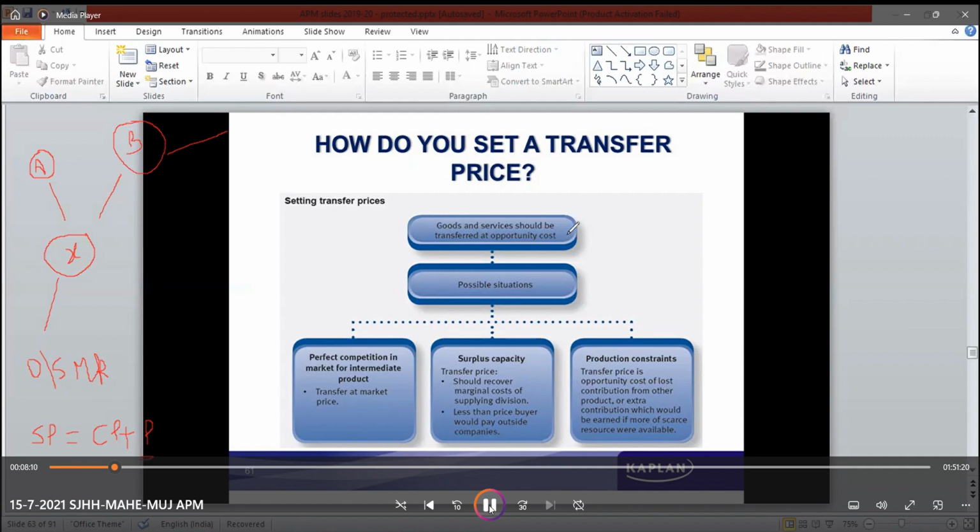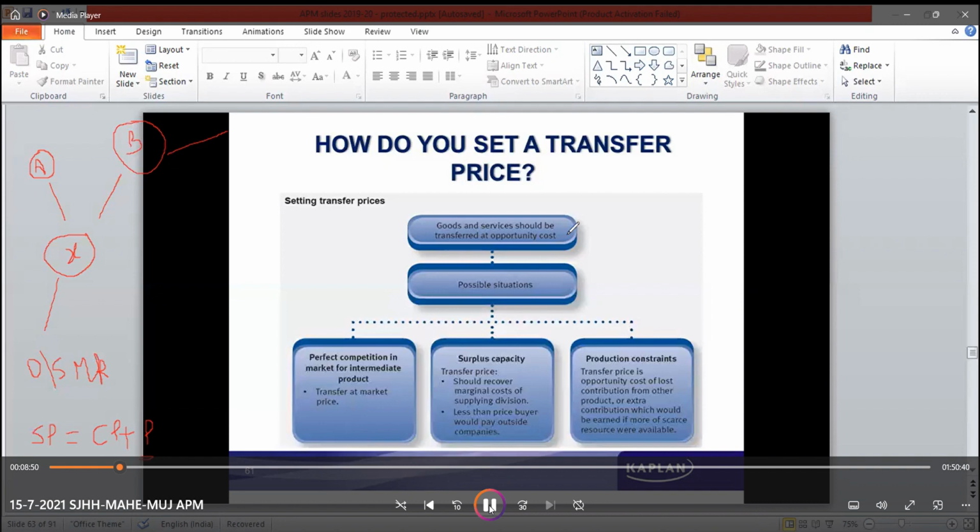So, if the selling department is able to sell all the products which are produced in the outside market, they should not compromise on the selling price, but transfer it at whatever is the prevailing market price. See, if it is not transferred to B, A can make maximum profit by selling it in the outside market also. But if there is a constraint in the demand, then A, the selling department, has to compromise.